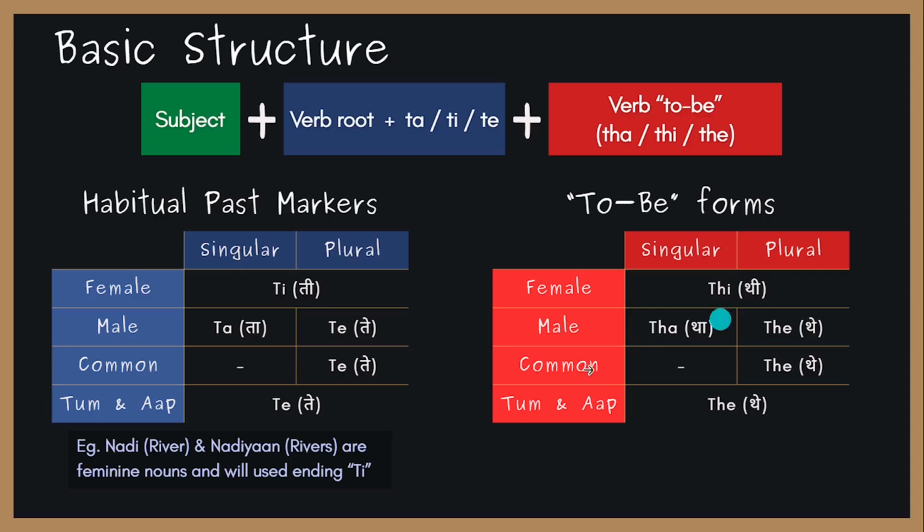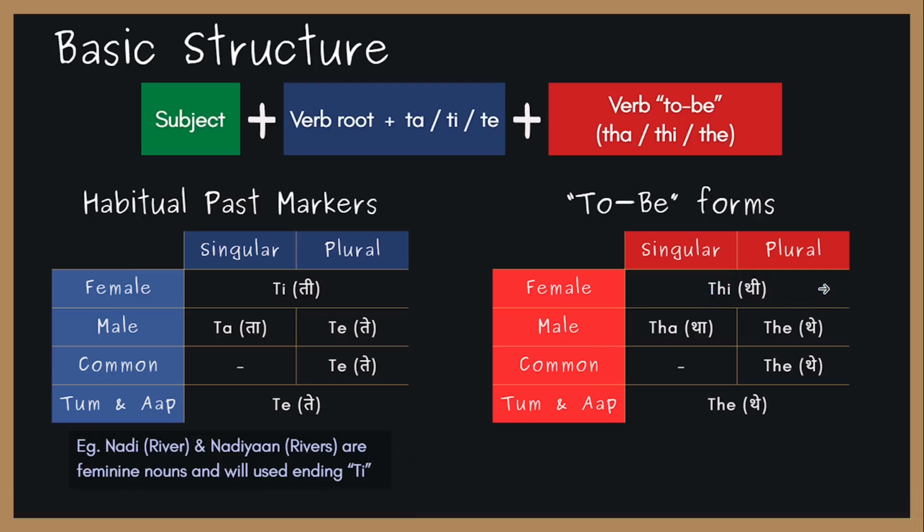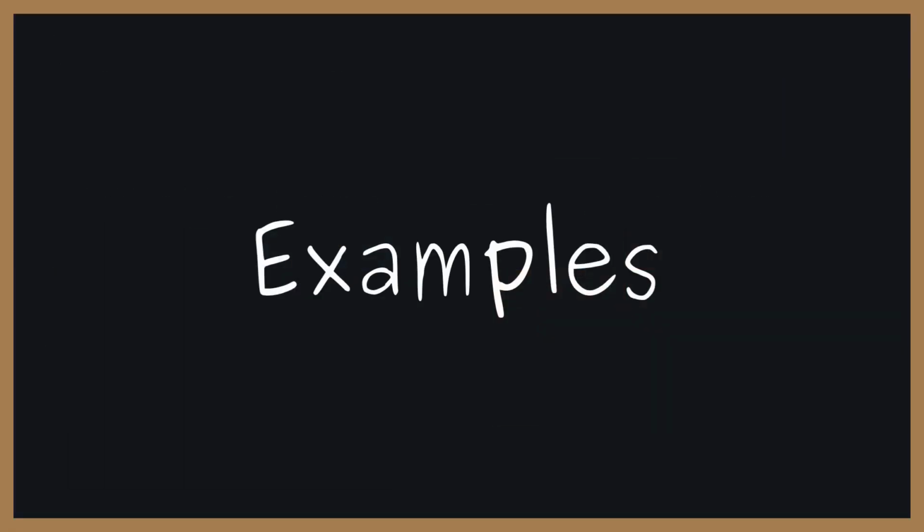So नदियां थी, right? If you're using तुम and आप for singular, but the subject is a female, right? So if you're saying तुम to a girl, then you will again say तुम थी, right? So तुम थी. थी is used when it is a known female, alright? Let's look at some examples.